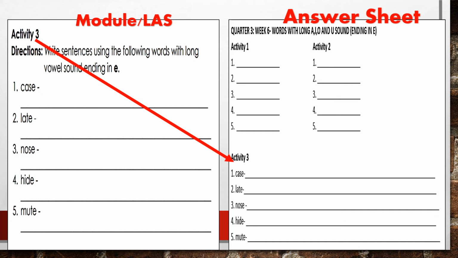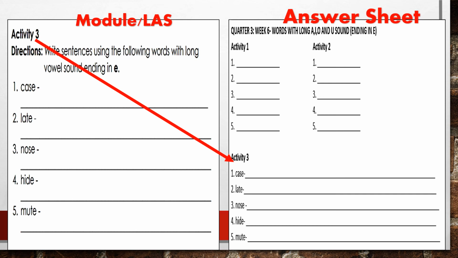Okay, I think this is the last in our activity, activity number 3. So, you are going to write a sentence on the following words with long vowel sound ending in E. So, gamitin nyo yung mga salitang yan, yung case, late, nose, hide, mute. Gamitin nyo yung mga yan, gawa kayo ng sarili nyong pangungusap or sentence. O, halimbawa, my phone has a beautiful cellphone case. O, di ba? Pwede rin, the case of my mother broke. O, nasira daw yung case ng mama niya, ilalagyan ng nanay niya.